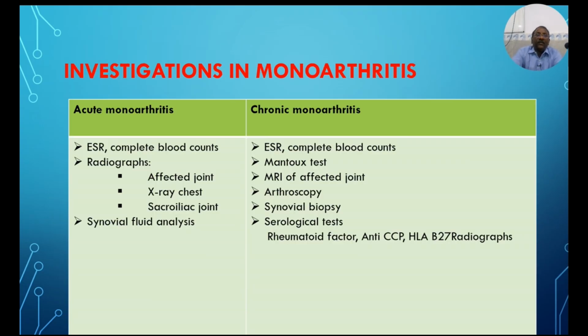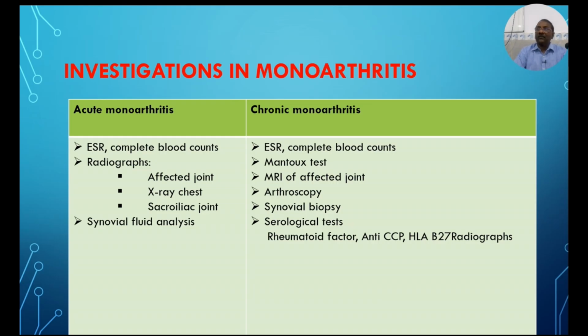So these are the investigations in acute monoarthritis and chronic monoarthritis. ESR and complete blood counts, your polymorphs, neutrophils, lymphocytes, eosinophils, etc., are very, very important. And X-rays of the affected joint, X-ray of the chest and sacroiliac joints in ankylosing spondylitis, X-ray chest to rule out TB or fungal or interstitial lung diseases or any cardiomyopathy, etc. And affected joints, like the knee joint or the hip joint. So these are very important. And synovial fluid analysis if it is an acute monoarthritis.